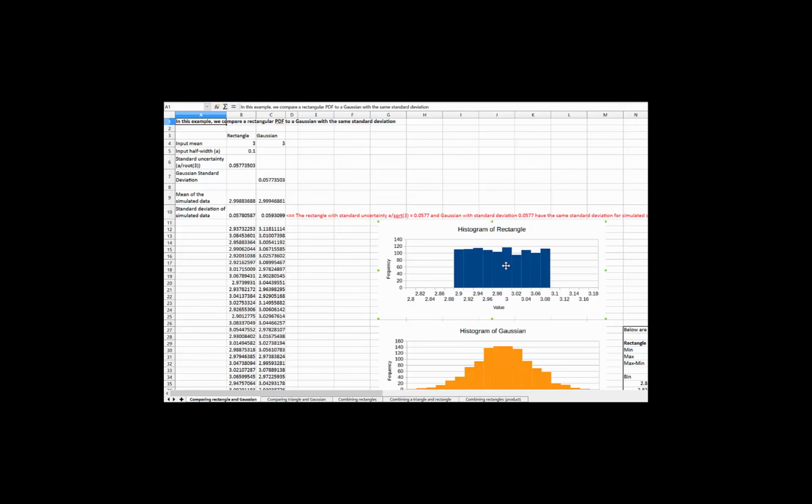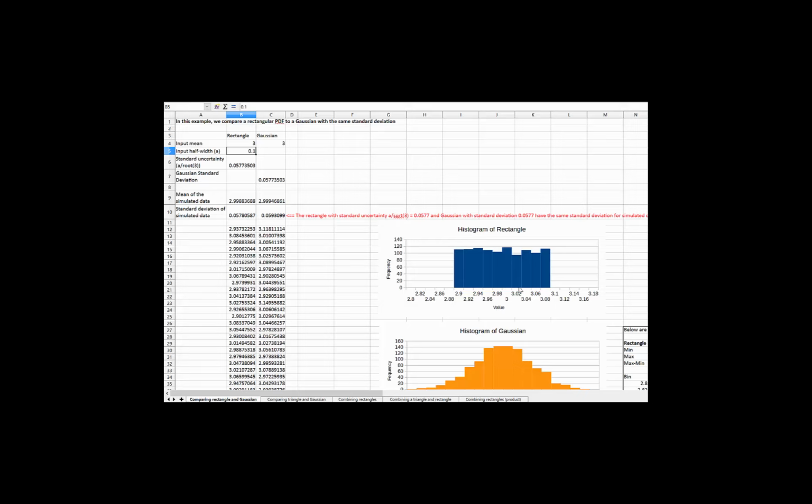The area is not normalized to 1. It's a histogram with frequency down the side. Where this comes from is I made a bunch of data using Monte-Carlo simulation, but not using a Gaussian like we did in the past. Instead, I used something with an input mean of 3 and an input half width of 0.1. So the middle is at 3, and then it goes to 0.1 away from that on either side: 2.9 on one side and 3.1 on the other.